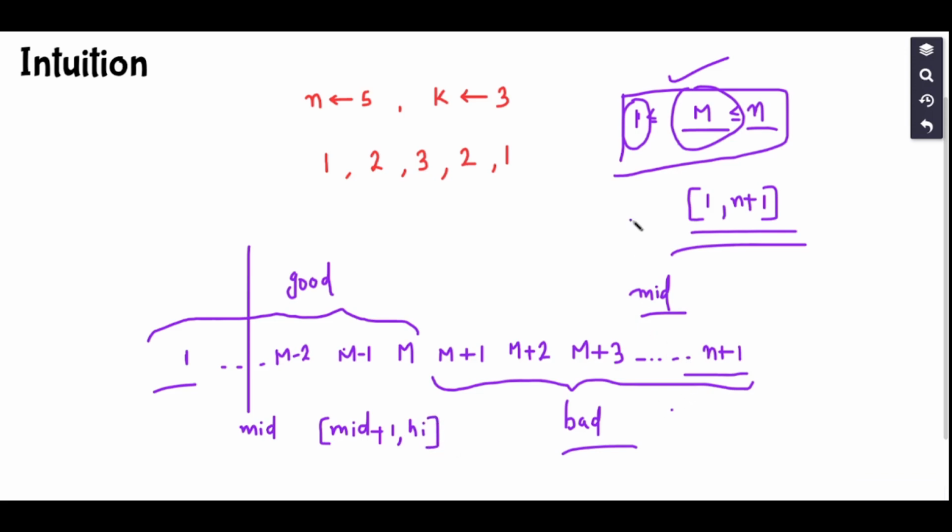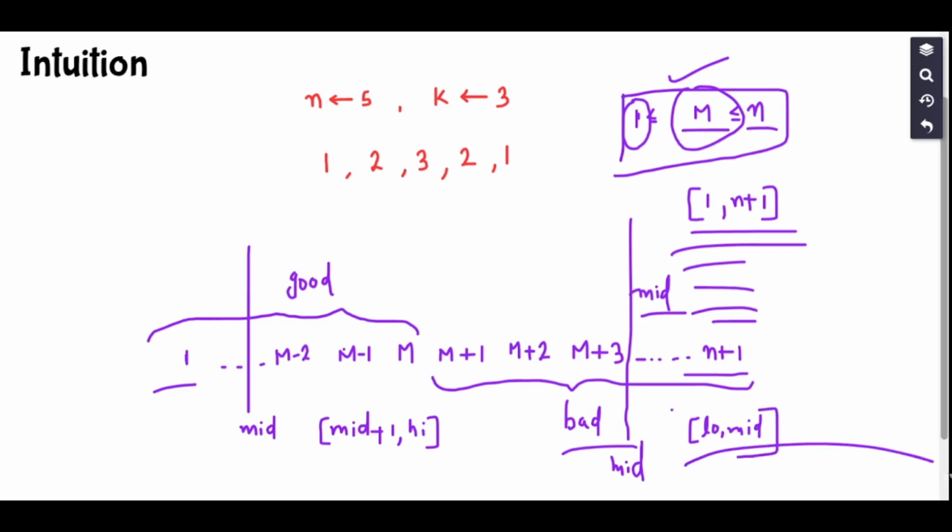While if it lies, let's say, on the bad side, let's say here, then obviously we can't have our answer on this side. The answer would lie on the left side. So update the range to low to mid. Fine. So in this fashion I will end up calculating this m when I will have only one element remaining in the range, and that has to be m.